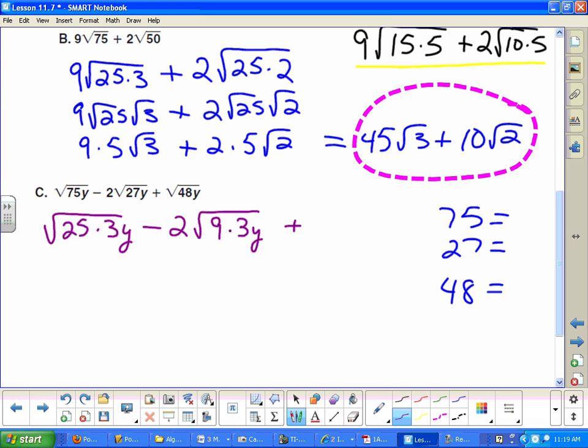Plus, right, square root of 48y. So 48, what's the largest square that goes into 48? Okay, 4 goes in it, right? But 16 also does. So we always want to take the largest one. So in this case, it's the square root of 16 times 3y.